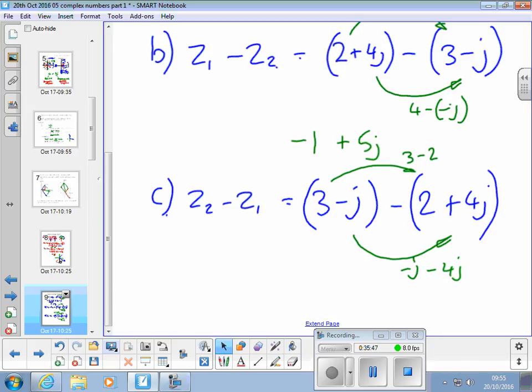3 minus 2 is 1, and minus j minus 4j is minus 5j. Is that the same result as we got before? Yeah. So that method, having a go first through a few problems, dealing with the positive and negative numbers.